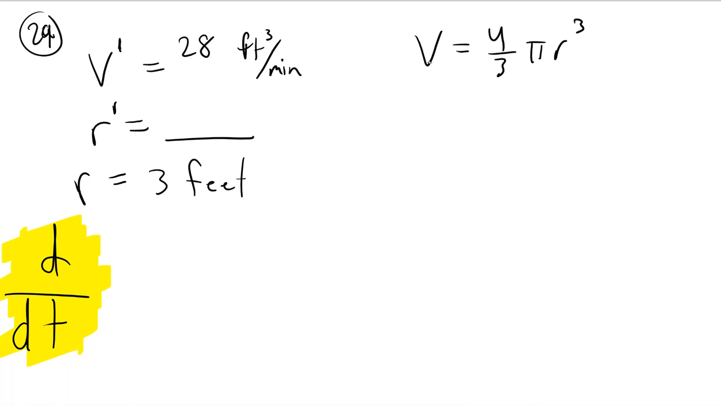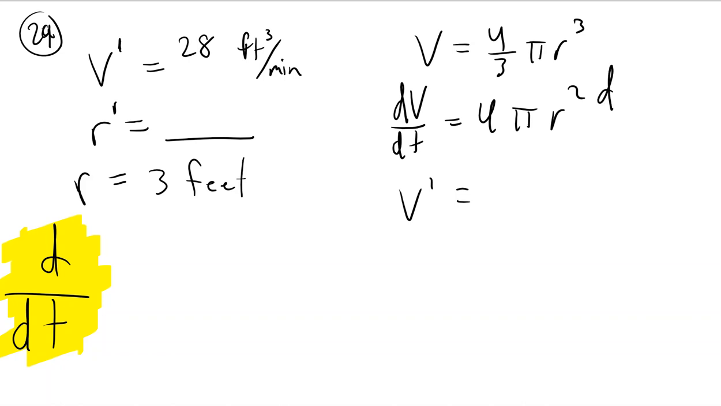So when I take the derivative of V, that's dV/dt, or you can just call it V prime if you want. Over here, 4/3 is just a number, pi is just a number, and then R cubed. So to take the derivative of this, you need to bring the power down, lower the power by 1, and I need a dr/dt because R is not the same thing as T. Related rates are with respect to time.